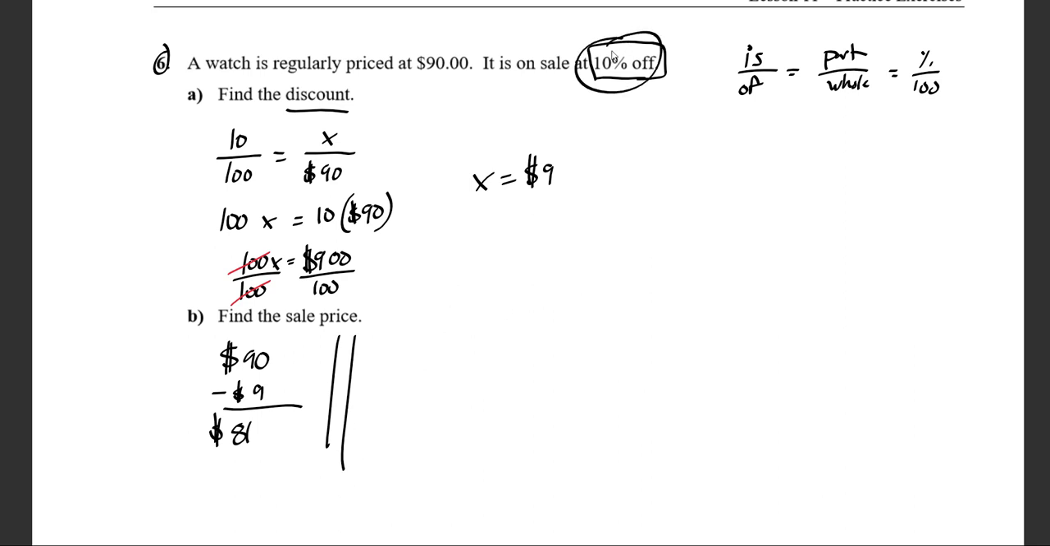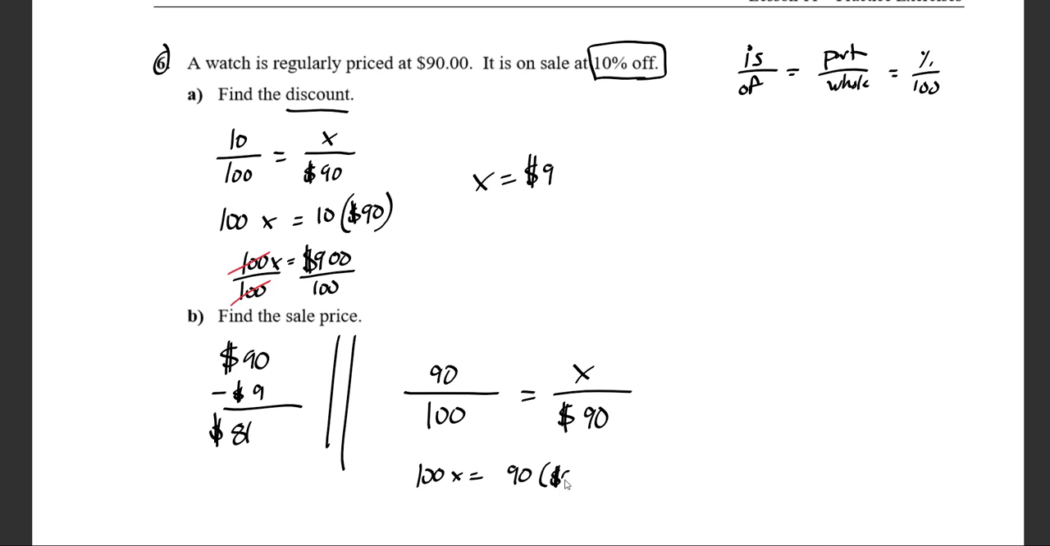We could say that if it's 10% off, how much do you still have to pay? So 100% is the normal price, 100% is $90. You have to pay 100% of the price minus the discount, minus the 10%. So 100 minus 10, you still have to pay 90% of the cost. And now if this is our unknown, we can do the same thing, cross multiplication. 100 times x is equal to 90 times 90, and 90 times 90 is 90 squared, which is 8100.